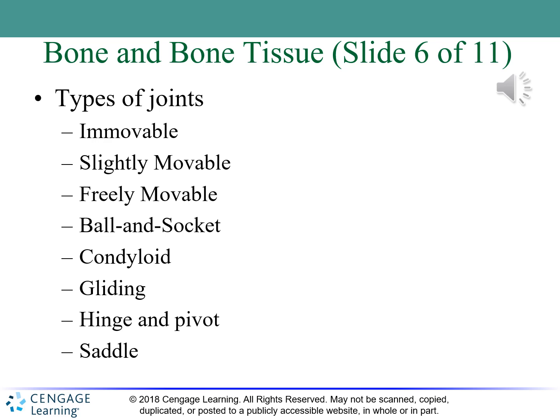All right, saddle joints. Saddle joints allow movement in a variety of planes. An example is the joint formed by the trapezium of the wrist and the metacarpal of the thumb.